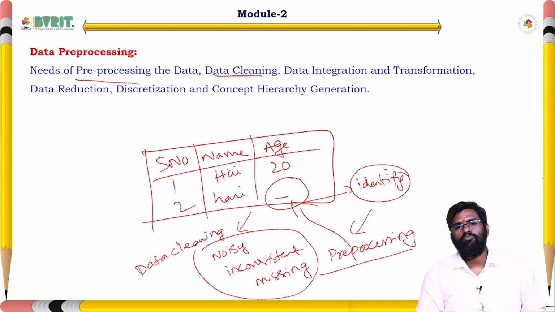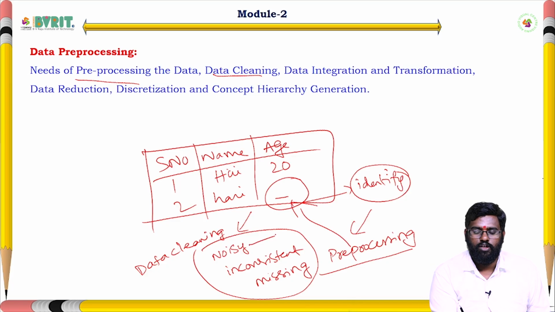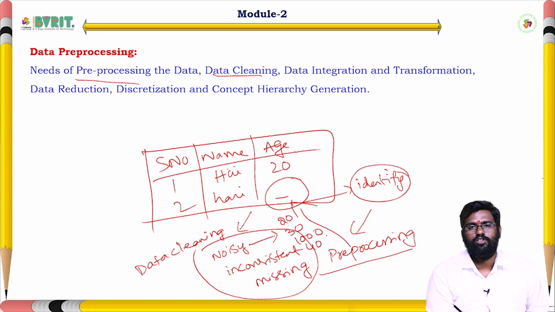So, noisy values means the value is not related to the rest. For example, in the data warehouse, they are having the data 20, some 30, then 1000, some 40, like this. This value is a noisy value. Why? Because that is out of range from the row. So, this type of thing is called noisy values.